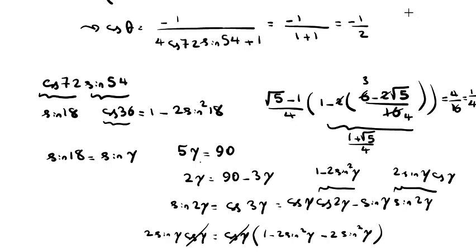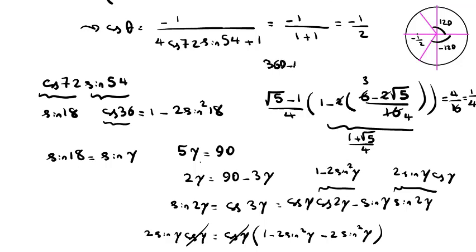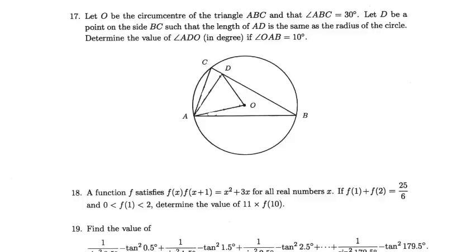Now, if you consider the unit circle from 0 to 180, the angle that we have is about 120, 90 plus 30. And for these angles, cos equals negative 1 over 2. So the first one is 120, and the other one is negative 120. So negative 120 is 360 minus 120, which equals 240. So the answer equals 240 degrees.